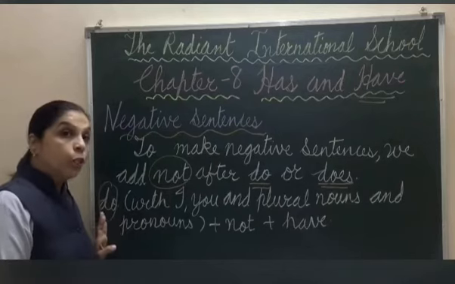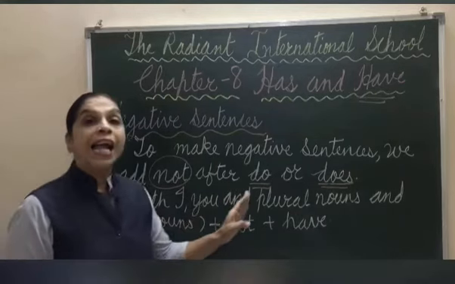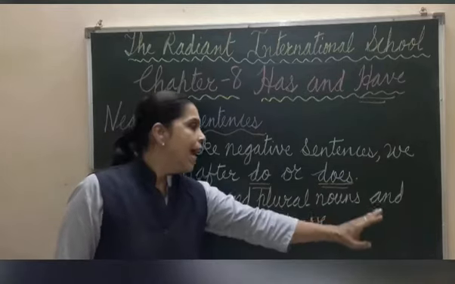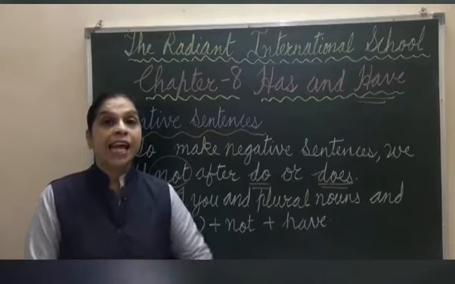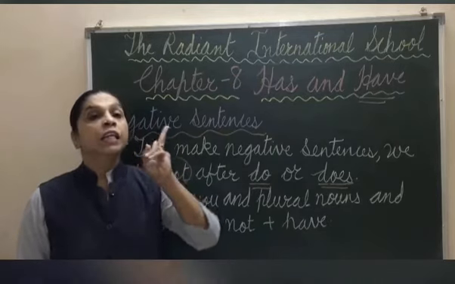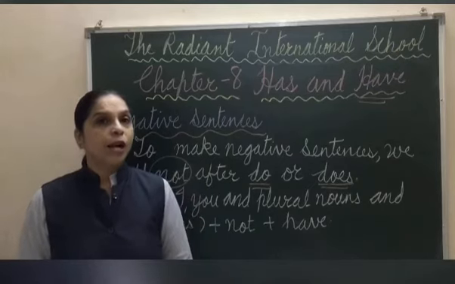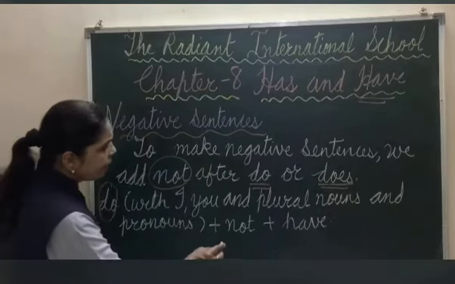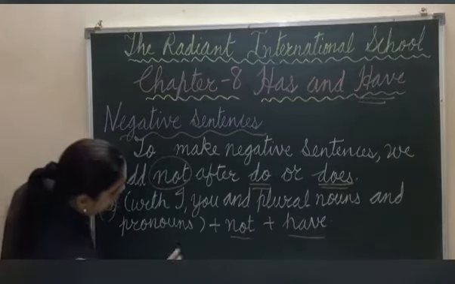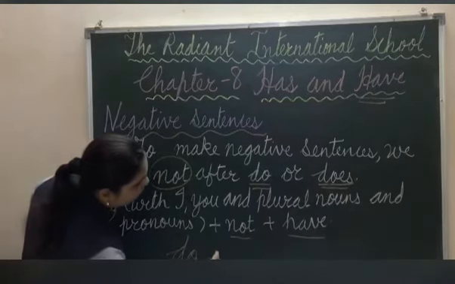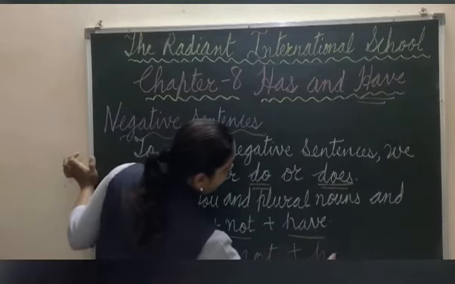We use do with I, you and plural nouns and pronouns. हम do किसके साथ use करेंगे? I, you and plural nouns and pronouns. After that, not, have. तो कैसे होगी formula? Do plus not plus have.